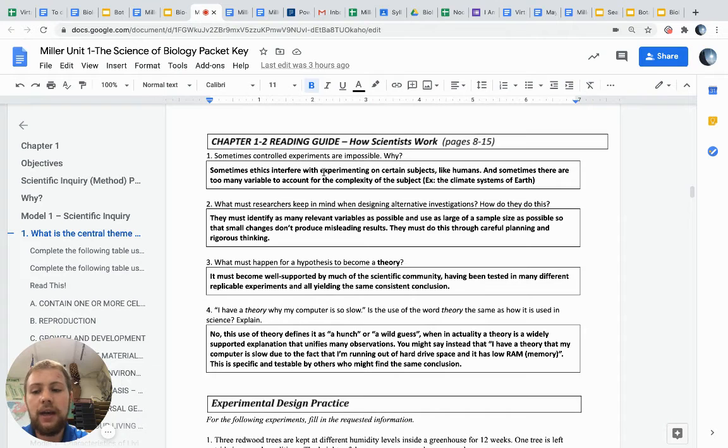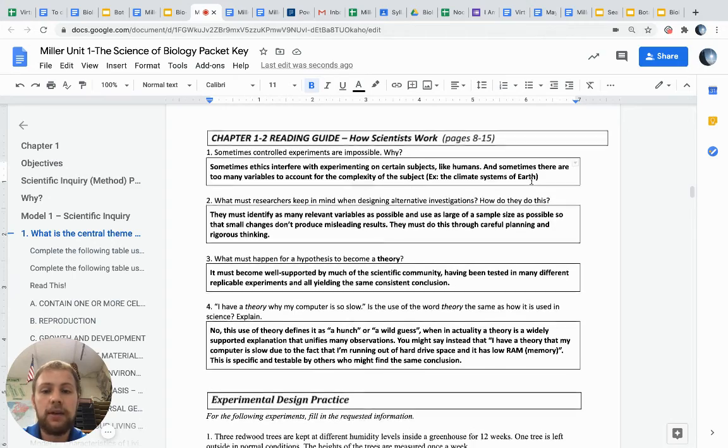That is why there are many ethical boards, where you have to establish that you're doing safe practices before you would, say, use lab mice, for example, or mammals in your experiments. But sometimes ethics aren't the issue with the controlled experiment. Sometimes there are too many variables to account for how complex the system is, like the massive climate systems that make up Earth. So it's hard to create one singular model to essentially sum up the entire Earth, because it's a massive place.